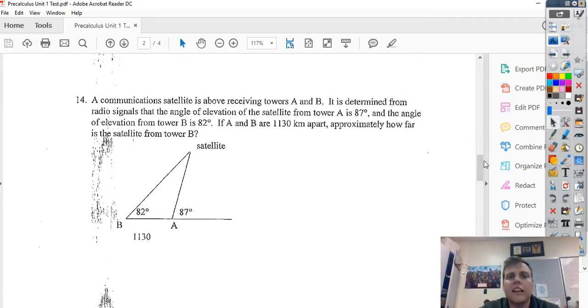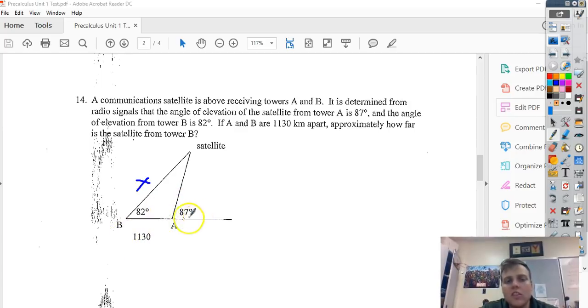A communication satellite is above receiving towers A and B. It is determined from the radio signals that the angle of elevation of the satellite from tower A is 87, and the angle of elevation from tower B is 82. If A and B are 1130 apart, approximately how far is the satellite from tower B? So I want to find this line right here. Okay. So what I notice is that right now I want to find X, and I only know one angle inside this triangle. Well, there's a way you can find this angle.